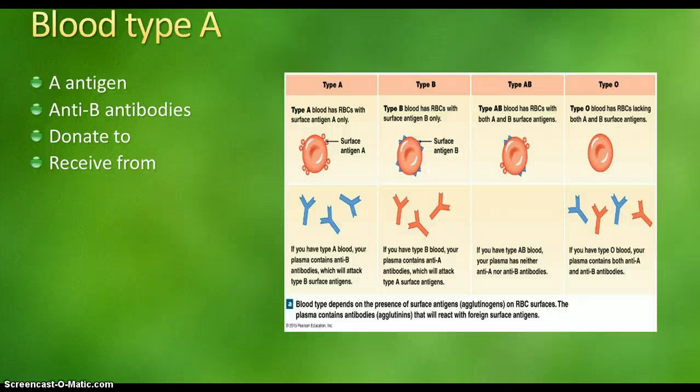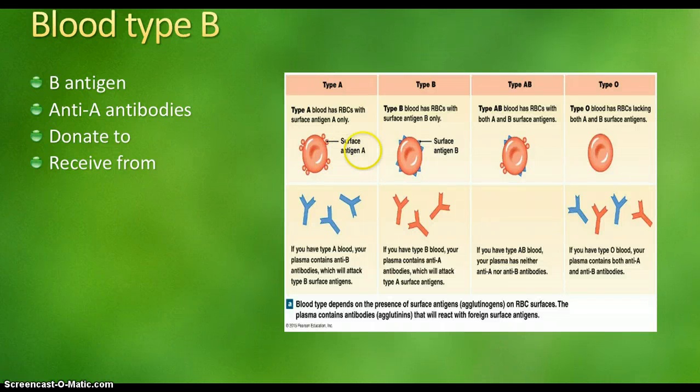You can donate to a type AB because AB does not have anti-A or anti-B antibodies. Now, if they need to receive blood, they can receive blood from another type A, but also from a type O, because a type O does not have any surface antigens.